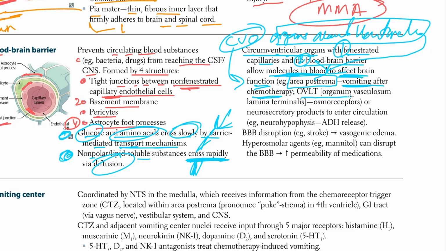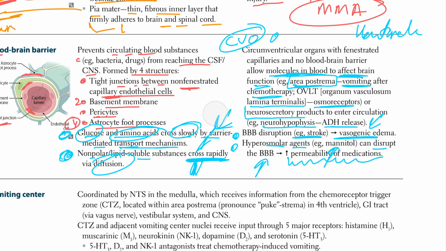The OVLT, which is the organum vasculosum lamina terminalis, is an osmoreceptor. It also allows neurosecretory products to enter circulation, like neurohypophysial ADH release. And BBB disruption, for example in stroke, is going to cause vasogenic edema. A hyperosmolar agent, for example mannitol, can disrupt the BBB, which leads to increased permeability to medications.